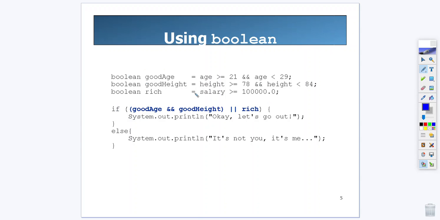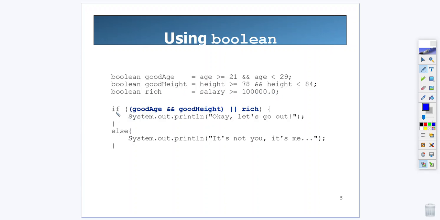So let's say we look at this example. We have this Boolean, good age, that's going to be the result of age greater than or equal to 21 and age less than 29. Basically between 21 and 29, exclusive on the 29. You're considered a good height if you're between 78 and 84 units, whatever those are. And you'd be considered rich if your salary is more than 100,000.